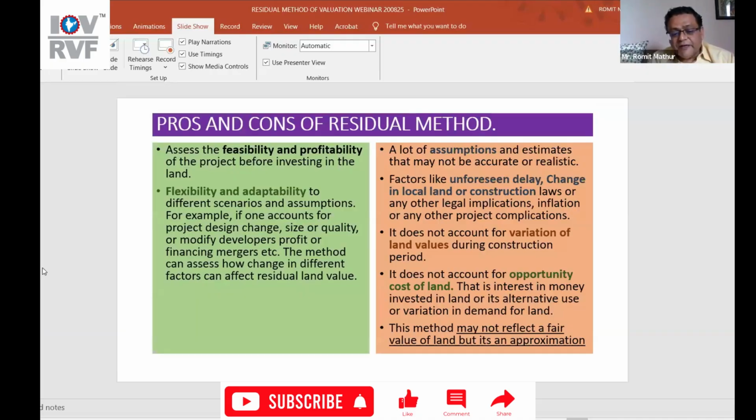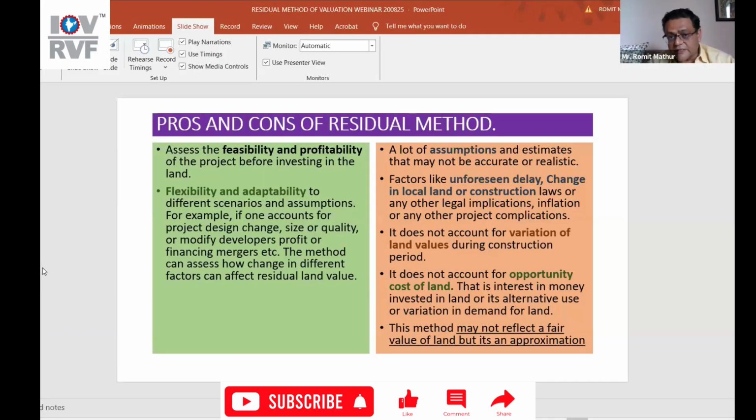Now, there are some advantages of this method. So, the pros and cons of the residual method. The pro is in green. It assesses the feasibility and profitability of the project before investing in the land. It has flexibility and adaptability to different scenarios and assumptions. For example, if one accounts for project design change, size or quality, or modifies the developer's profit or financing terms, this method can assess how a change in different factors can affect residual land value. So it's not a fixed system. It has flexibility in terms of the variables.